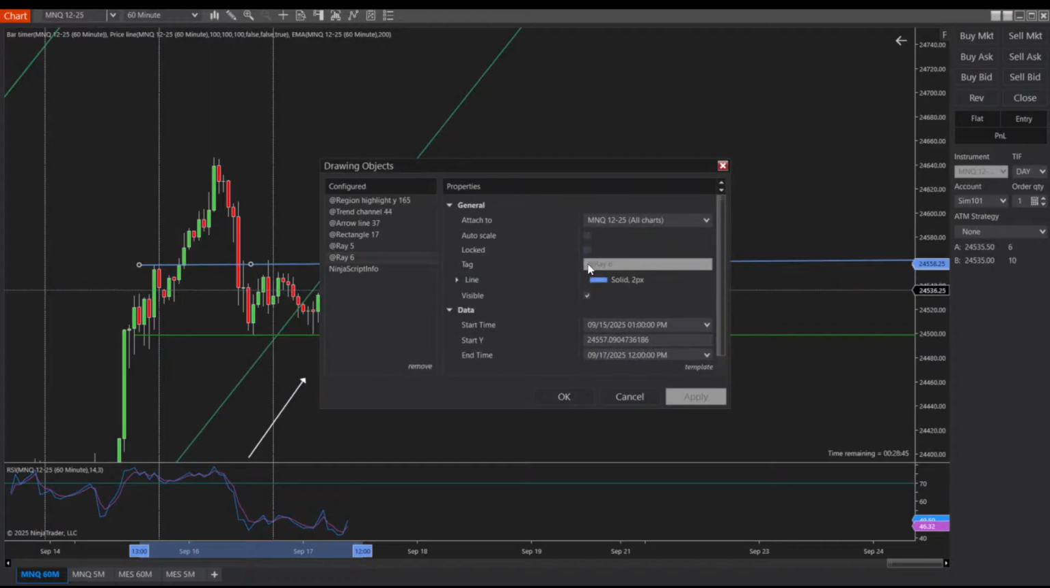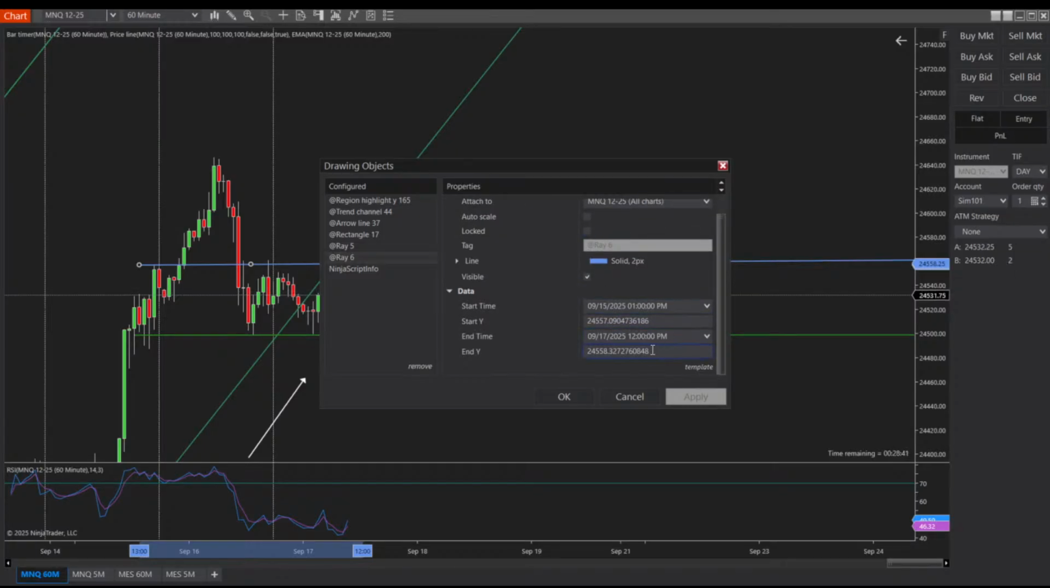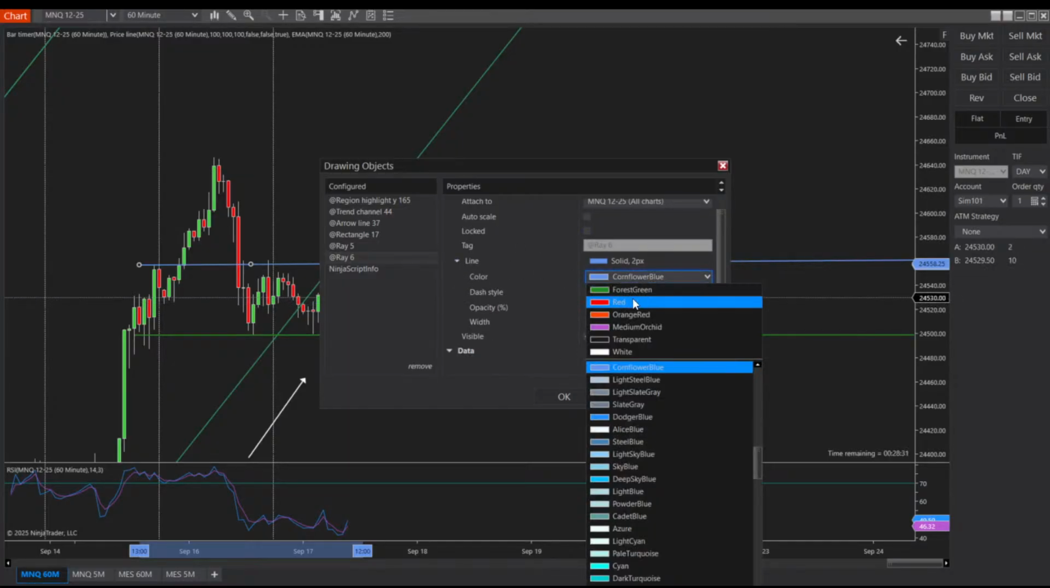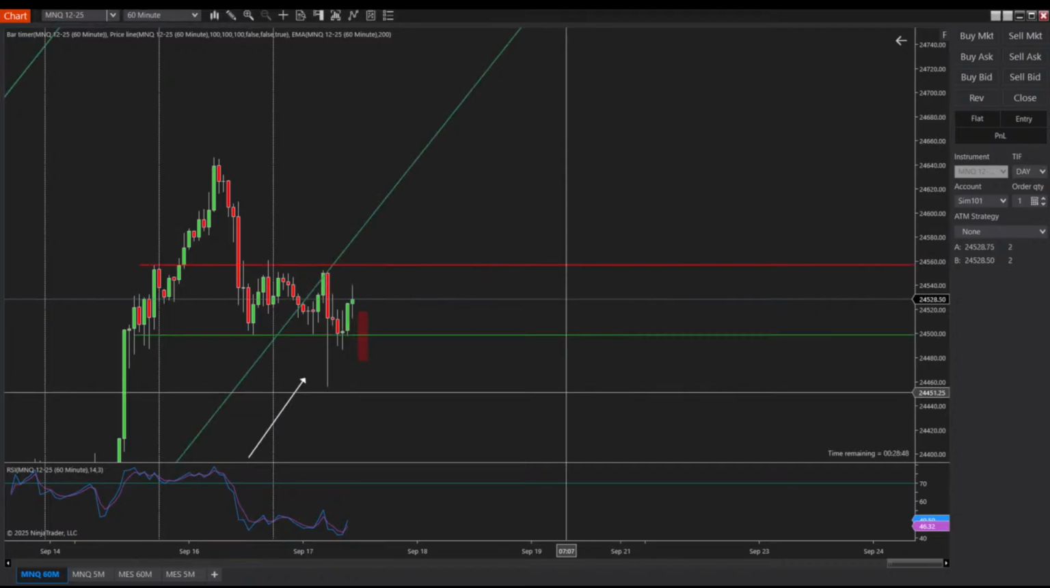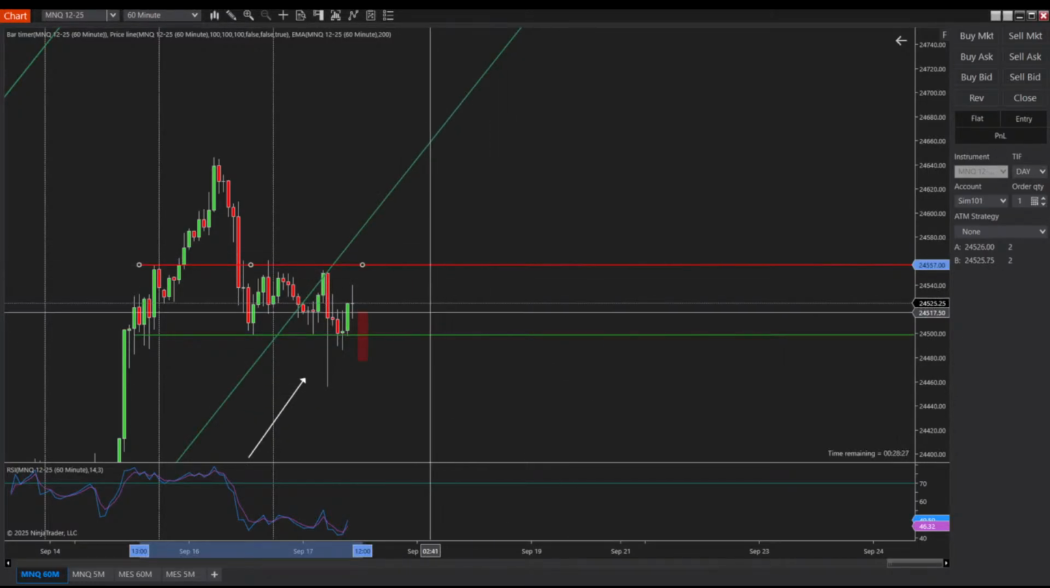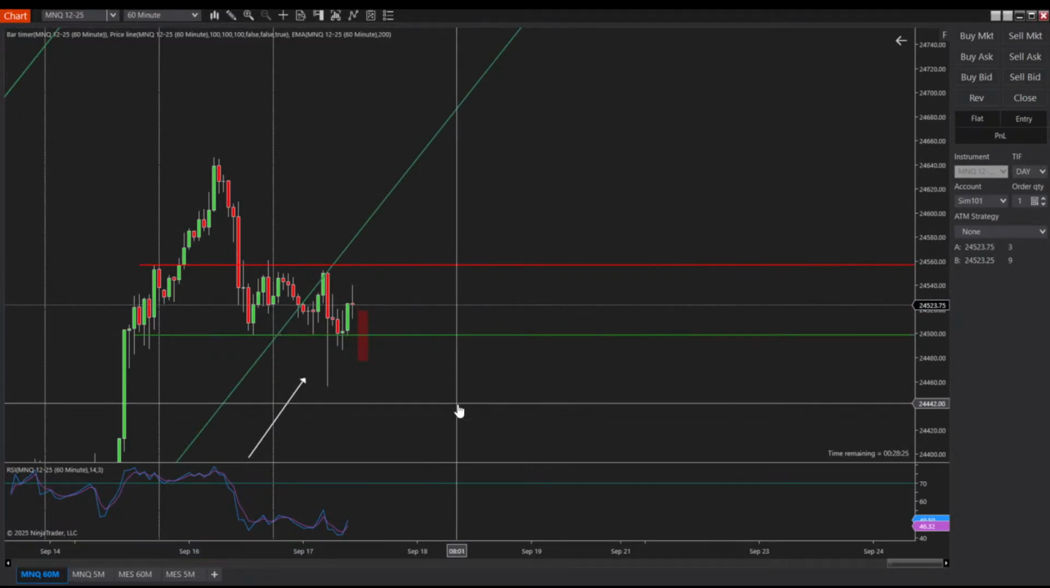And I'm gonna lock it in place. Okay, just make sure these are the same. Gonna make that red. Lock it in place. That way we can't move it by accident. There you go.